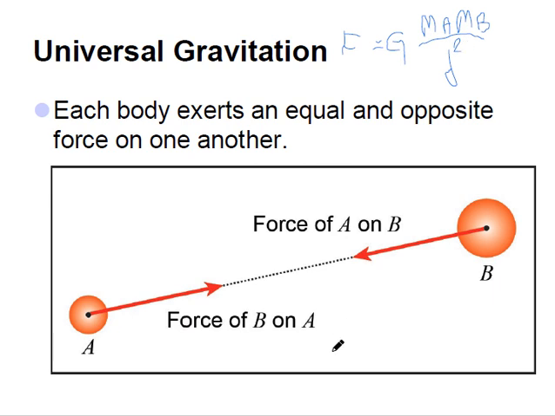So both forces are equal in magnitude. Why? Because they depend on the same values of mass, distance, and the gravitational constant. That doesn't change. This doesn't change, and the mass A doesn't change. The mass B doesn't change. Therefore, the force is the same, but in different direction.